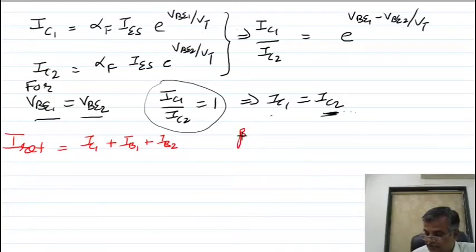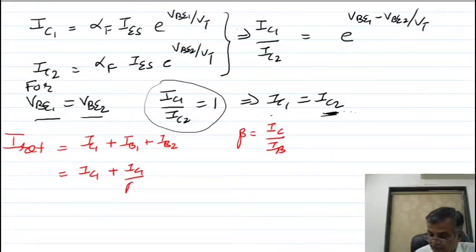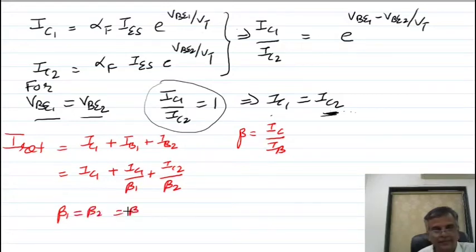Now we know beta is equal to IC upon IB. By using this, I can write IC1 plus IC1 upon beta 1 plus IC2 upon beta 2. For identical transistors, beta 1 is equal to beta 2 is equal to beta, and we know that IC1 is equal to IC2. Let me take it as I0.